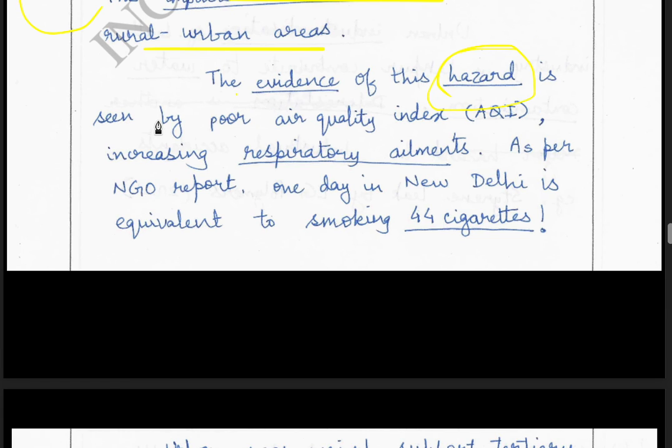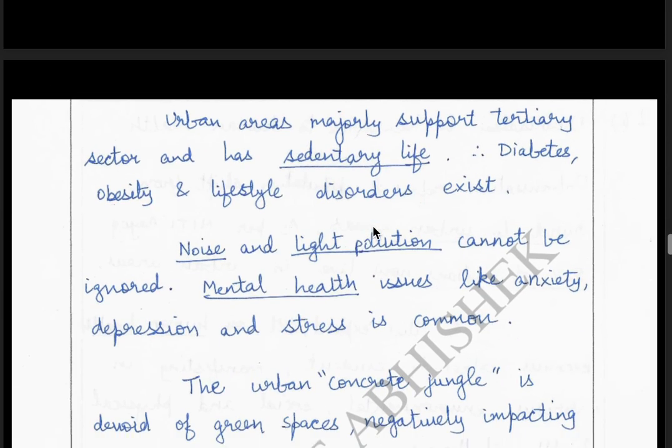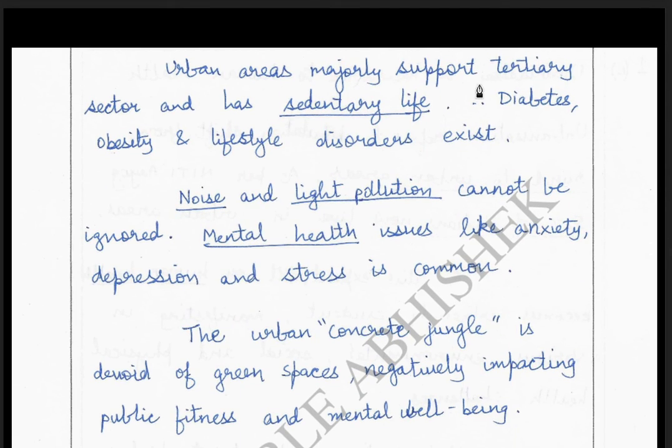The evidence of this hazard is seen by poor air quality index, increasing respiratory ailment. He has connected the word hazard and human health. As per NGO report, one day in New Delhi is equivalent to smoking 44 cigarettes, with an exclamation mark. This is to create an awe factor in the exam, that see, this is how bad it is. Urban areas majorly support tertiary sector and have a sedentary life.